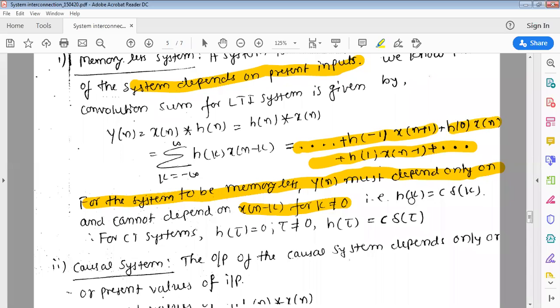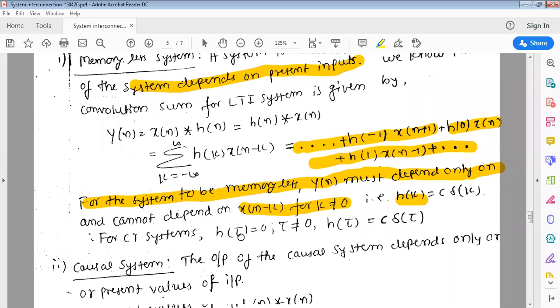Instead of that, what I will write? h of k is equal to c into delta of k, where c is some constant. Why have I chosen delta of k? Delta of k is equal to 1 when k equals 0. For any other values, delta of k will give you 0. Therefore, these terms will vanish. So the system is said to be a memoryless system only when h of k obeys the law h of k is equal to c into delta of k.